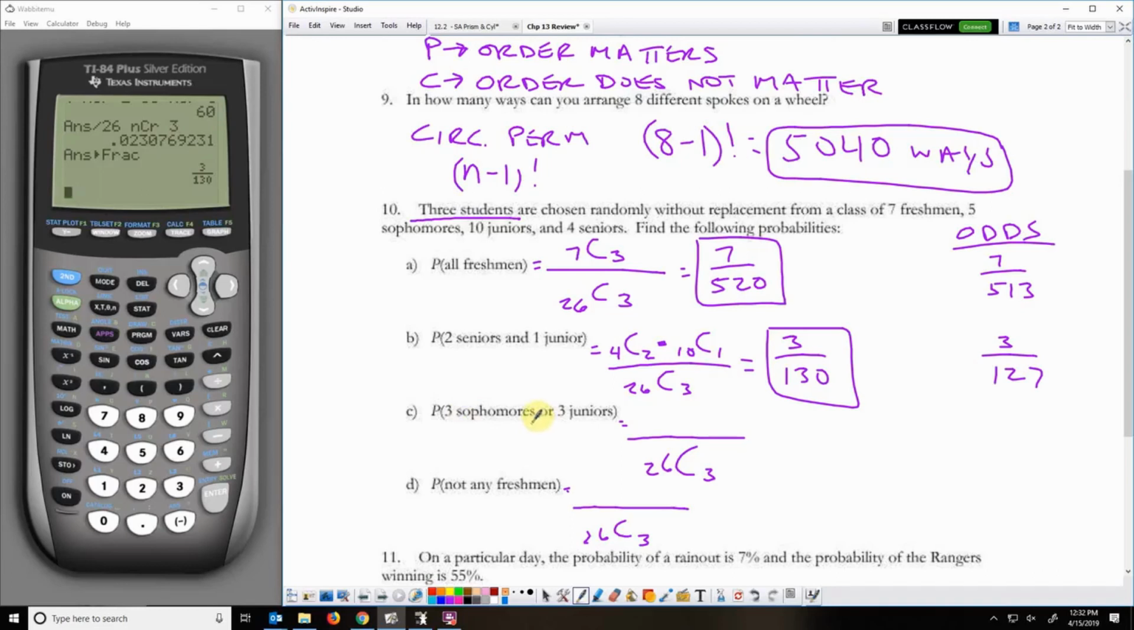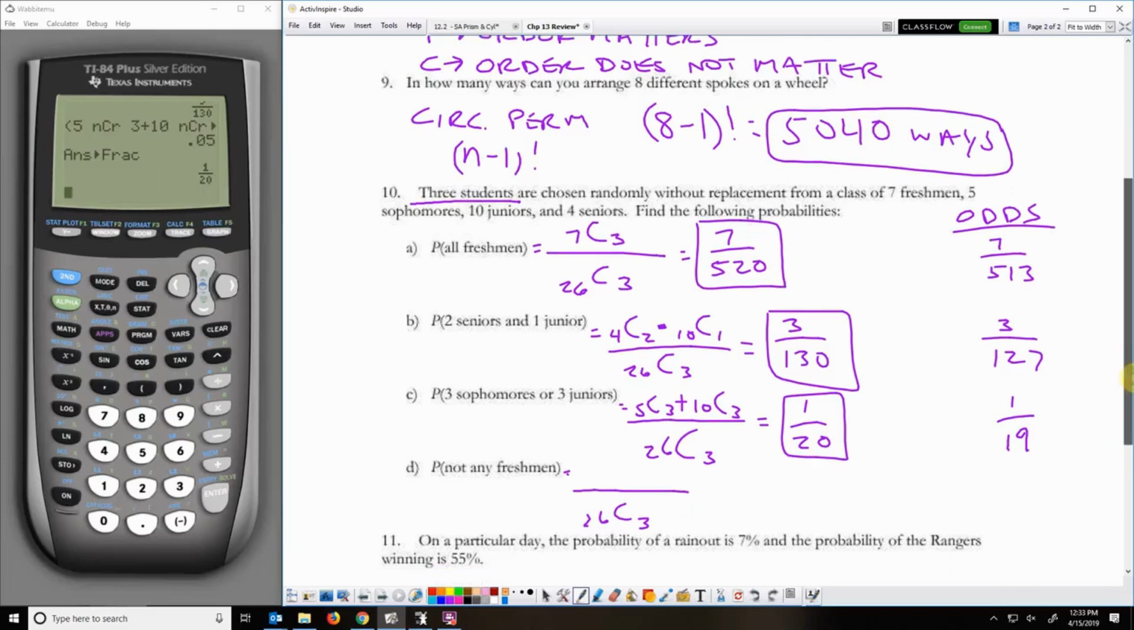3 sophomores or 3 juniors. So that would be 5C3 plus 3 juniors, 10C3. Now, I'm adding, I better put this numerator in parentheses. 5C3 plus 10C3 divided by 26C3. 0.05. Okay, math, enter. 1 out of 20. That's my probability, which means there's 19 ways of failure. 1 out of 19 would be the odds.